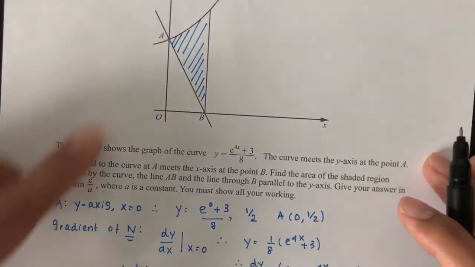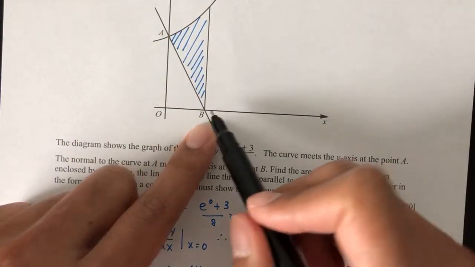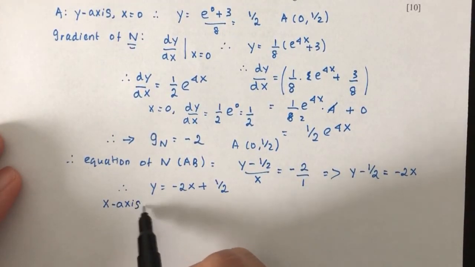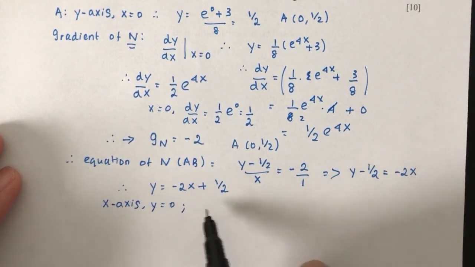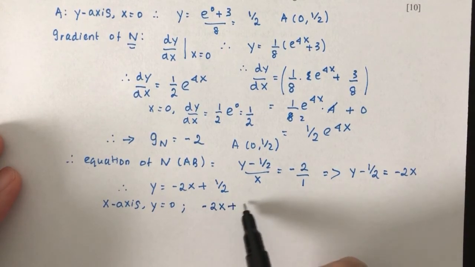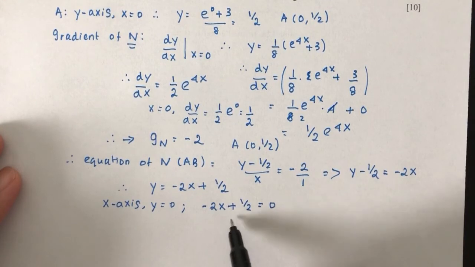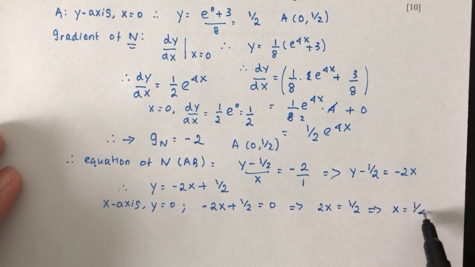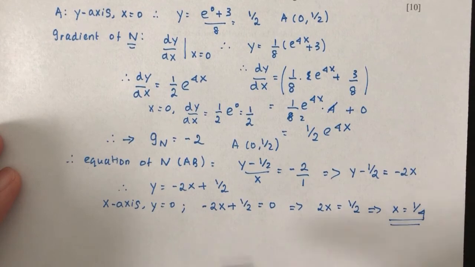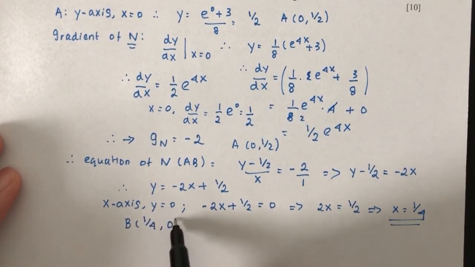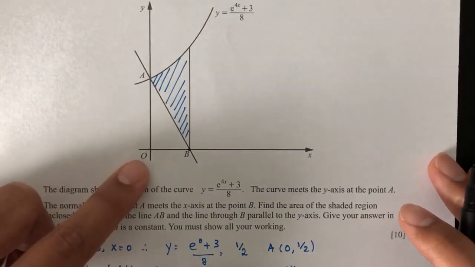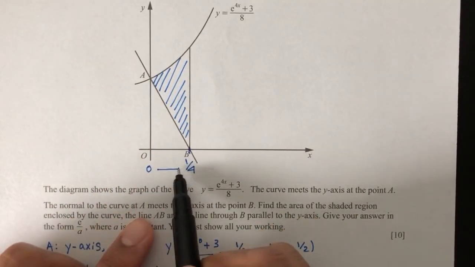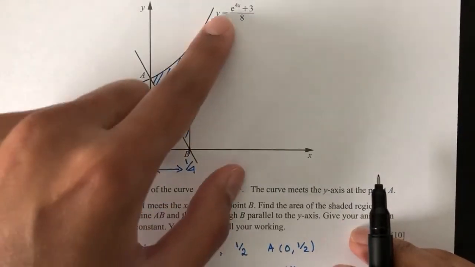Now we see that this line cuts the x-axis at the point B. So let's find the point B. At the x-axis, y equals 0, so find the value of x. It will be minus 2x plus 1/2 is equal to 0. So 2x is equal to half. So x is 1/4. So we have the point B, which is (1/4, 0). As you can see here, this is 0 and this is 1/4. Right. These are the limits of this curve and line.